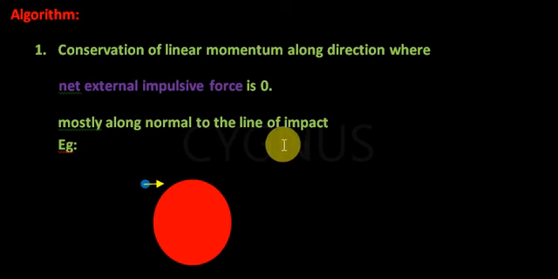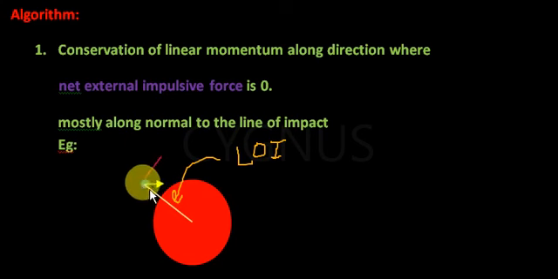Now comes the big question. What is the line of impact? For spherical objects, the line of impact is the line that joins the centers of both the spherical objects. So this thing right here is our line of impact. Now, what is normal to the line of impact? You are very smart kids, you already know. This line over here is the line normal to the line of impact. And for this object, this is the line that is normal to the line of impact.